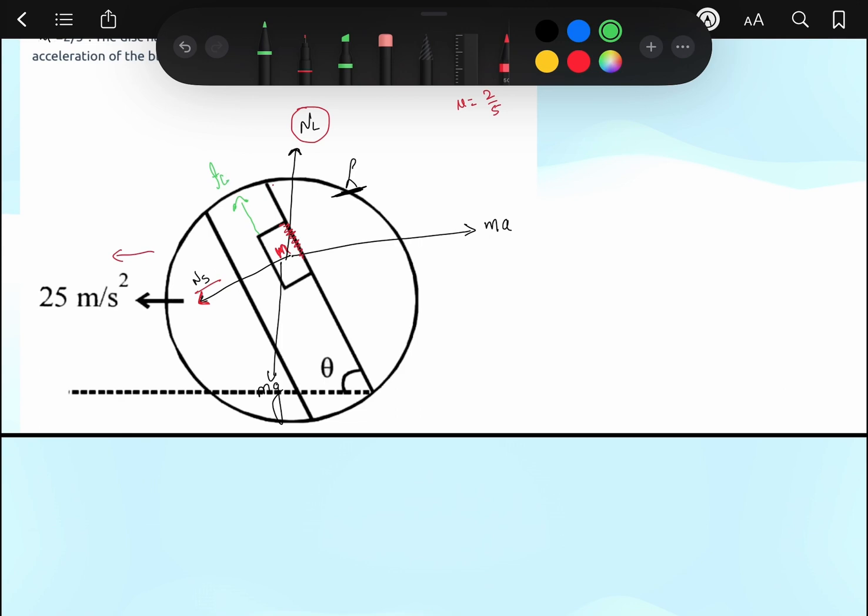And one normal we have due to the side surface. So one more friction force will be there, that will also be along this surface, and that friction force I am calling friction due to the contact with the side surface.